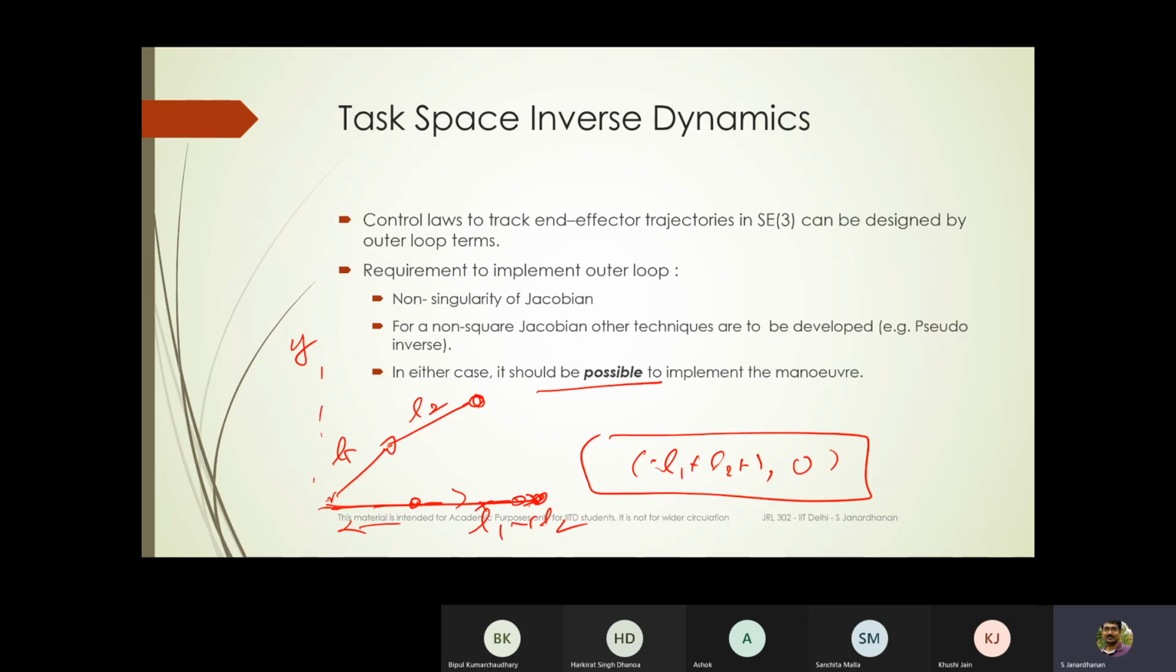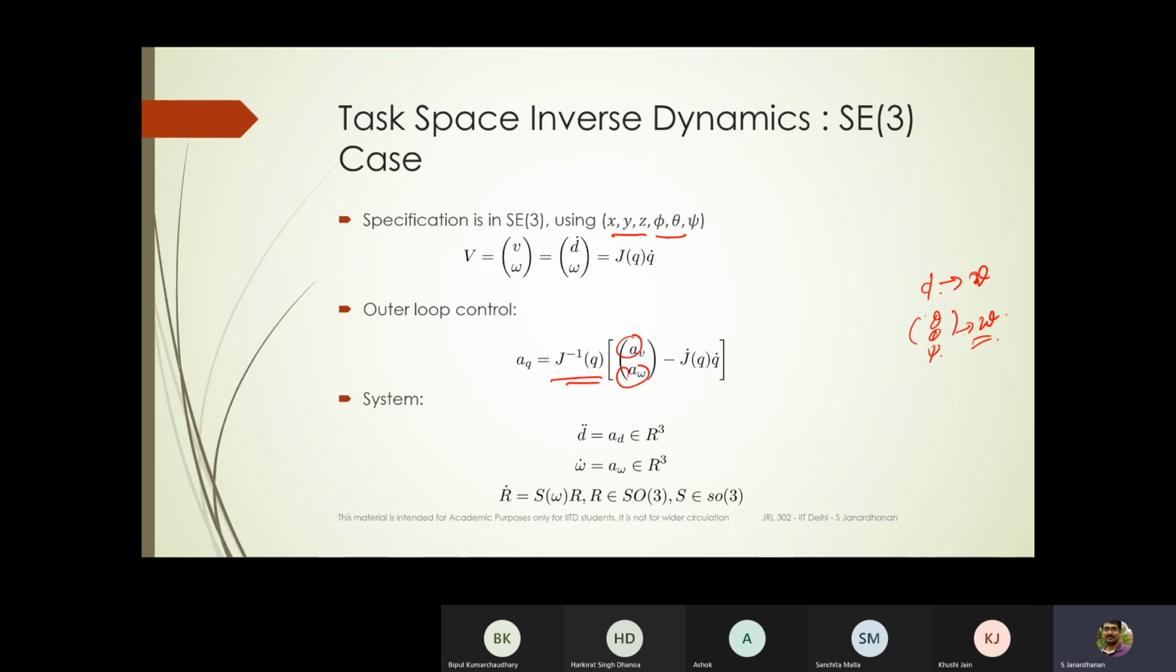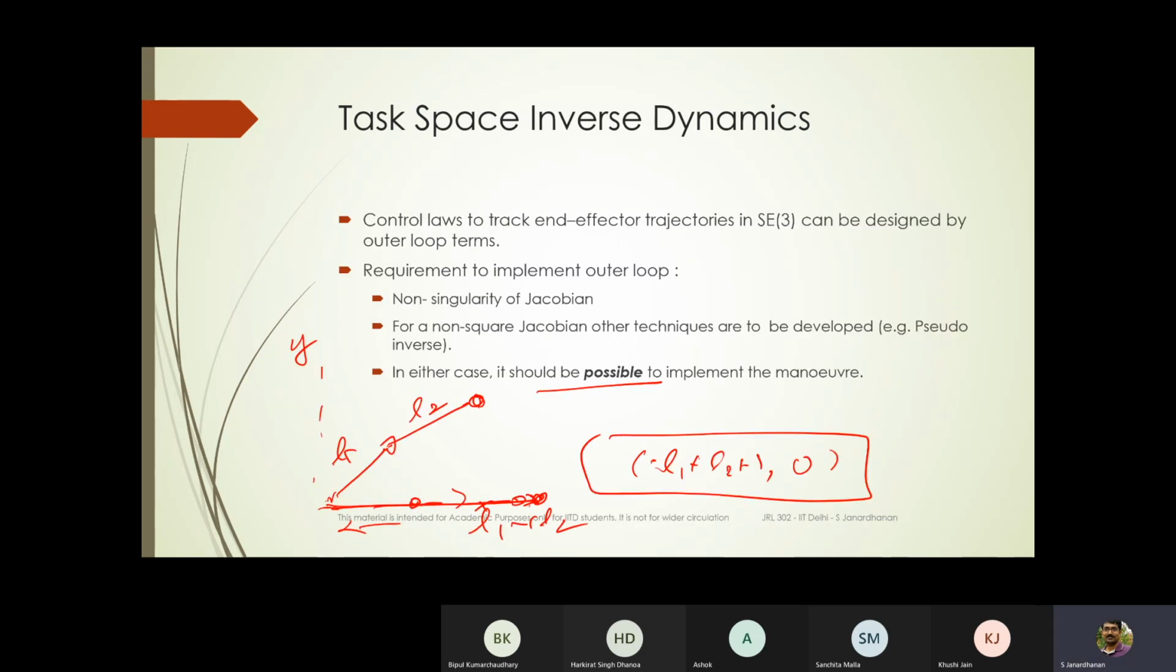Now, the Jacobian matrix relates the joint variables, the joint velocities, to the velocities in the task space. It is a matrix that may be square, fat, or tall. So that would mean that when I'm trying to find the inverse, the inverse should actually exist.